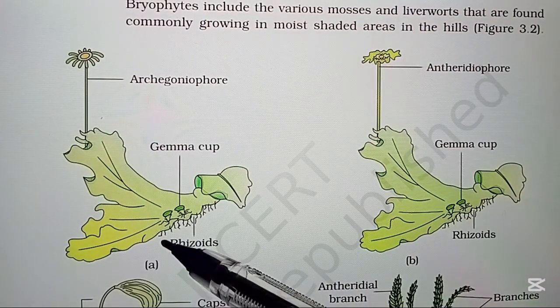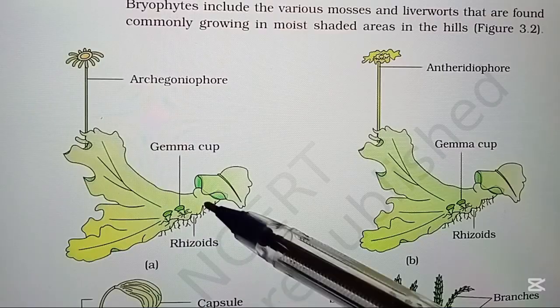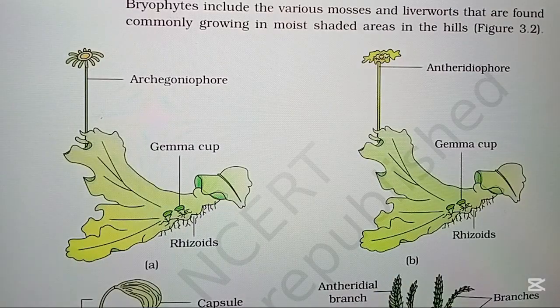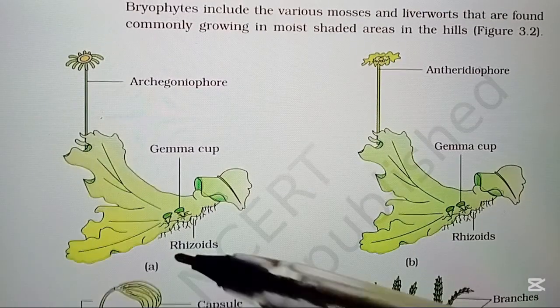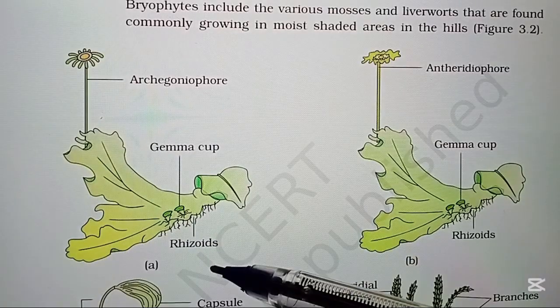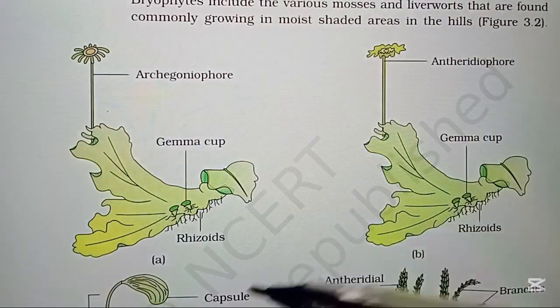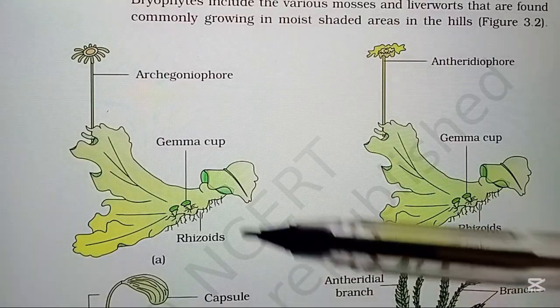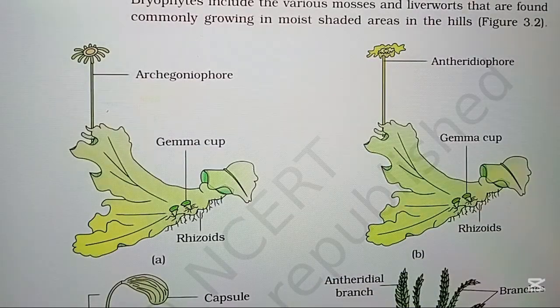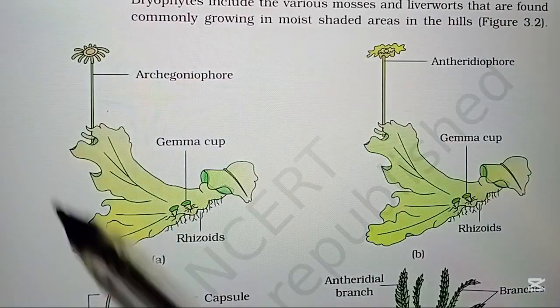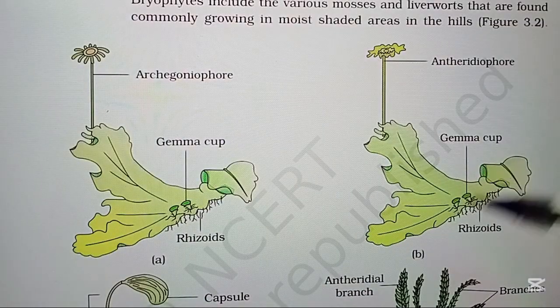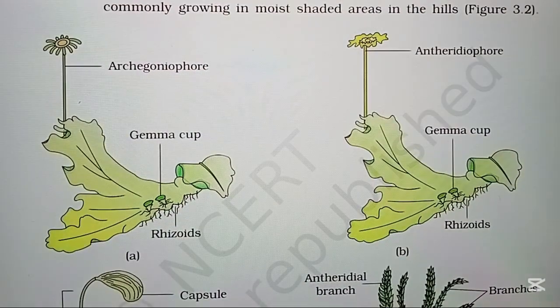Then we have small, tiny hair-like structures found below the thallus called the rhizoids. The rhizoids function just like a root in flowering plants, as they help in anchorage and absorption of water and minerals. So it's just like a root. And that's all about the female liverwort. Now we'll move on to the male liverwort.